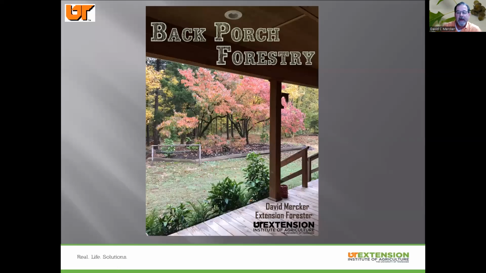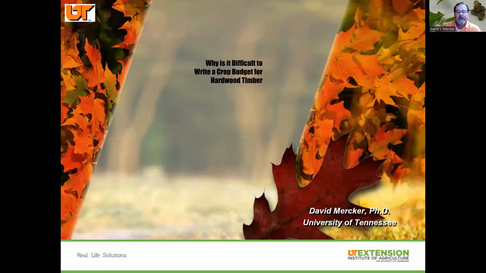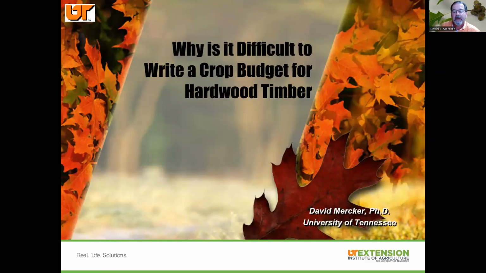Back Porch Forestry. Today's session is kind of an unusual topic. I've received this question several times over the course of my career: why is it difficult to write a crop budget for hardwood timber?